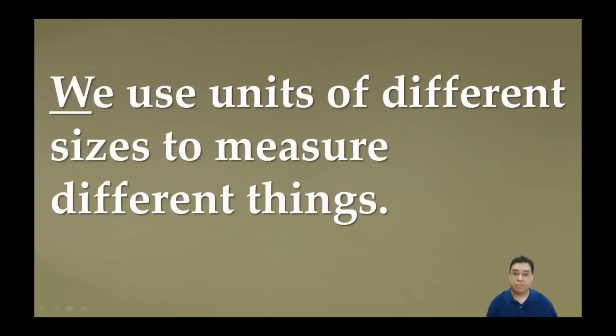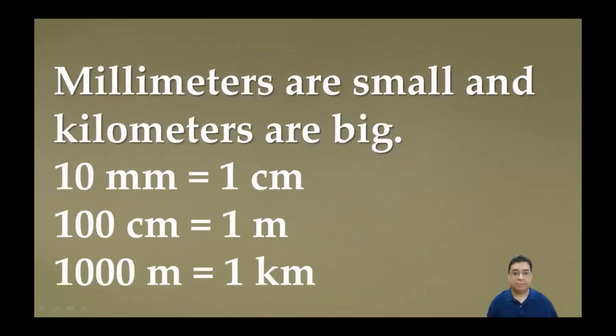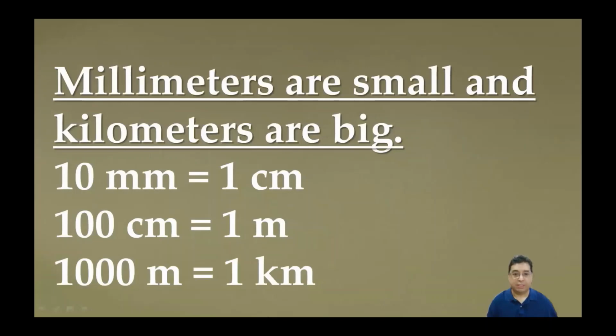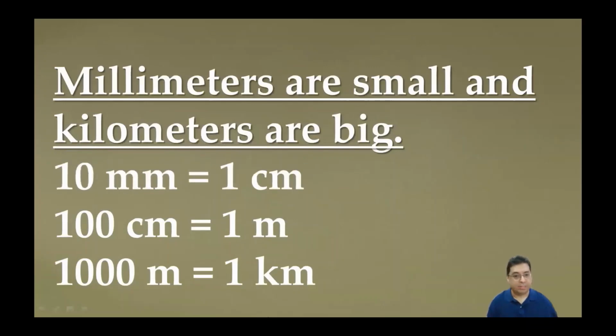So we use units of different sizes to measure different things. So millimeters are small and kilometers are big here. Okay, so I've got the abbreviations of what these look like here. Okay, and then later on I'll show you some visuals. So we've got 10 millimeters, that equals 1 centimeter. We've got 100 centimeters, that equals 1 meter. And we've got 1,000 meters, that equals 1 kilometer.